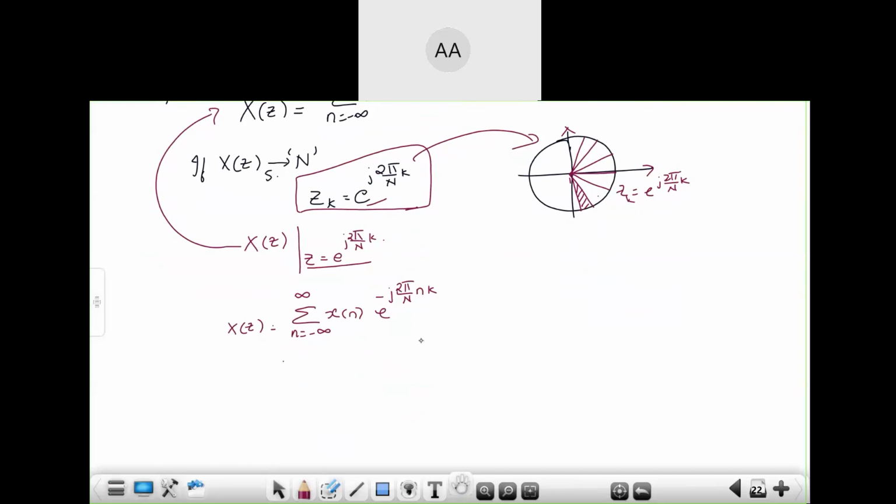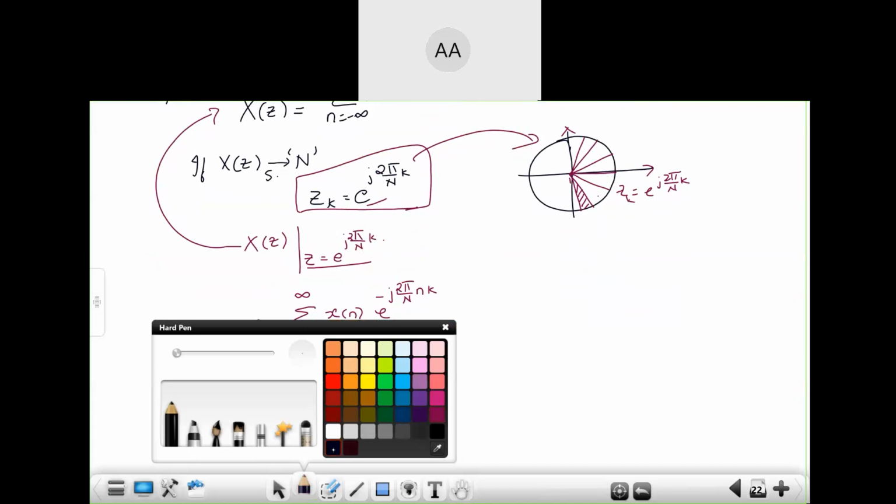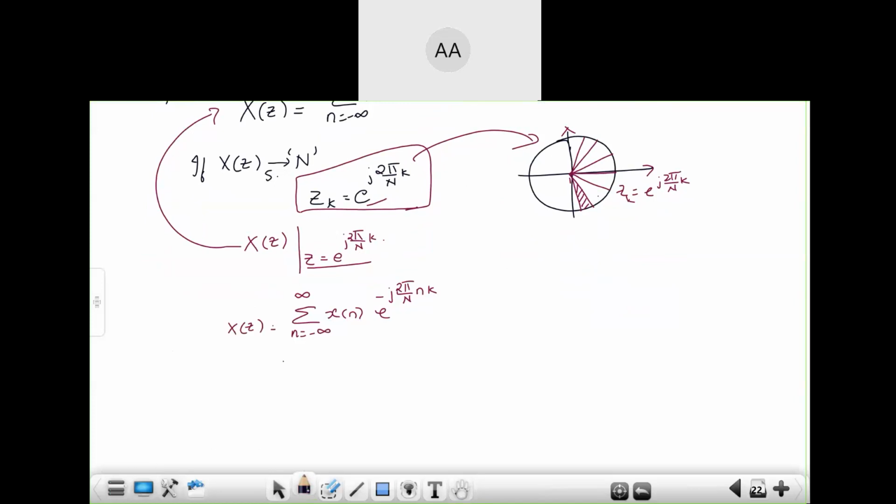Okay, after writing this, write down. If the sequence x of n has a finite duration of length capital N or less, the sequence can be, just a minute.